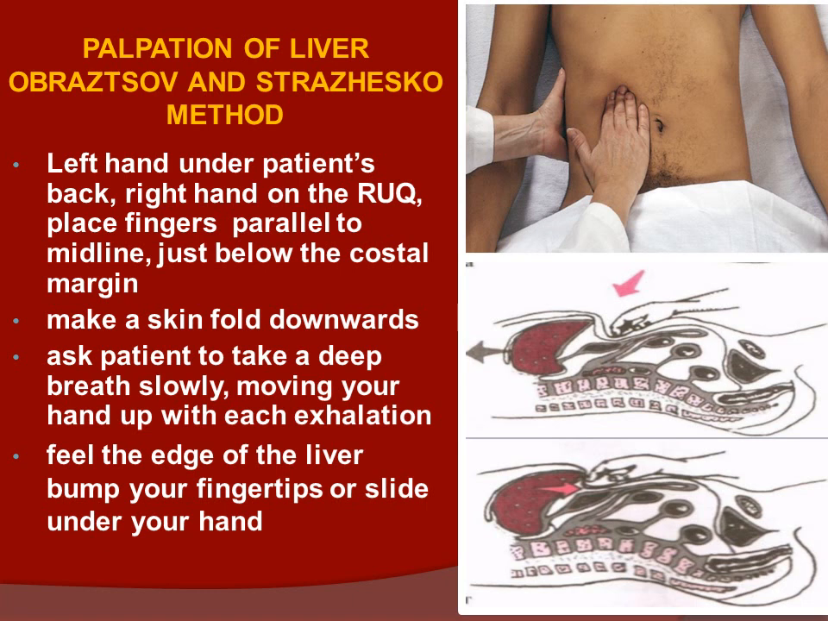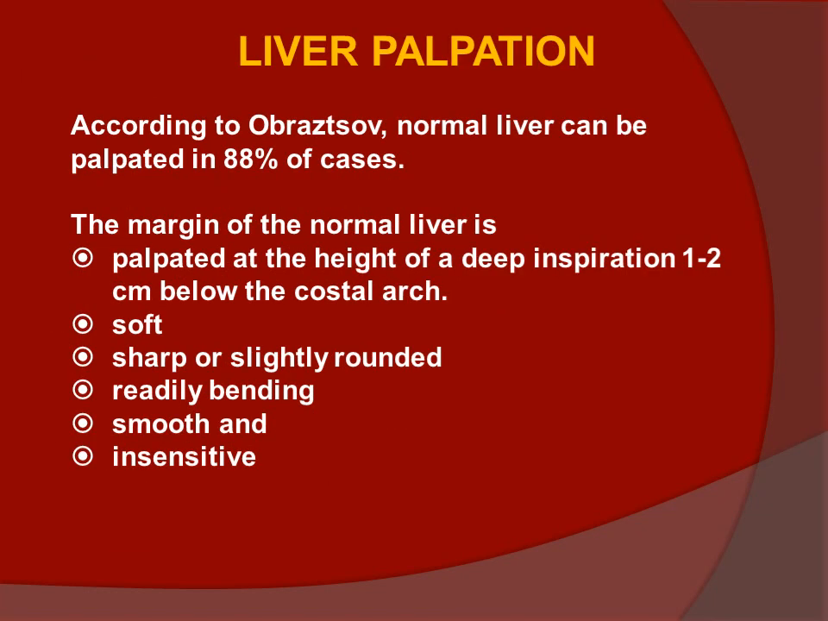If you feel a liver edge, describe its size, the sharpness, sharp or round, surface, smooth or irregular, consistency, soft or hard, tenderness, and whether it is pulsatile. According to Obraztsov, normal liver can be palpated in 88% of cases. The margin of normal liver is palpated at the height of a deep inspiration 1-2 cm below the costal arch. It is soft, sharp, or slightly rounded, readily bending. It is smooth and insensitive.